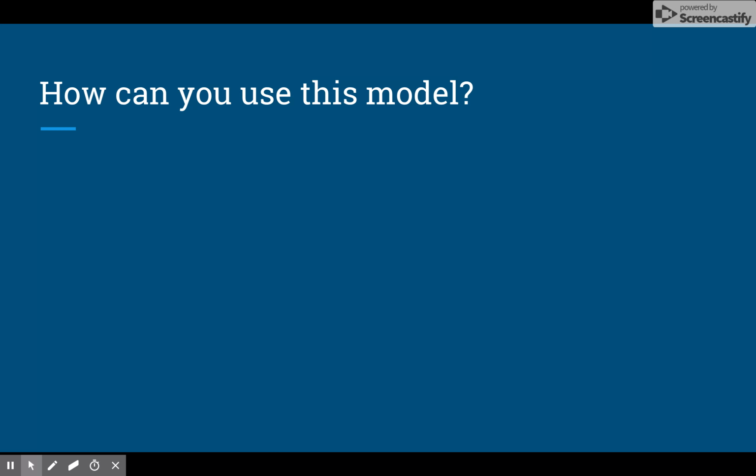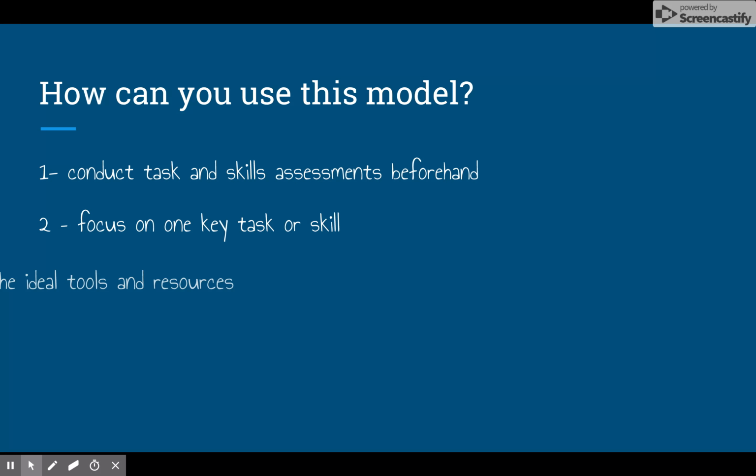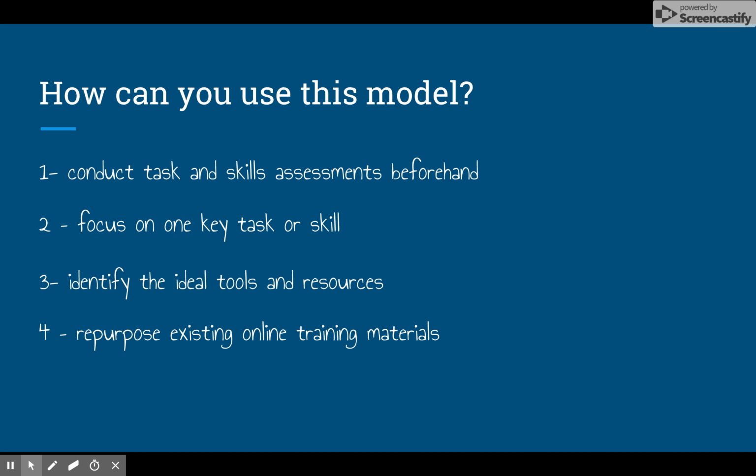To use this model, first conduct task and skill assessment beforehand. Using a skills assessment reveals what your students know with an idea of what you want them to know. Second, focus on one key task or skill. If there are multiple skills you would like your students to have, as most units do, you will simply repeat this process. Third, identify the ideal tools and resources. Figure out what you have access to and how you could use those tools throughout the process. Take the needs of your students into account and figure out the best media to use to meet those needs. Fourth, repurpose existing online training materials. And finally, clearly identify your goals to avoid lengthy revision. If your goal is clearly defined and identified, you can avoid those revisions.